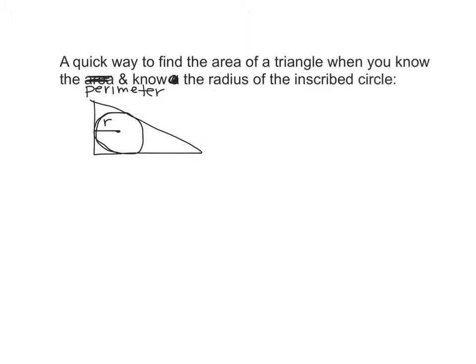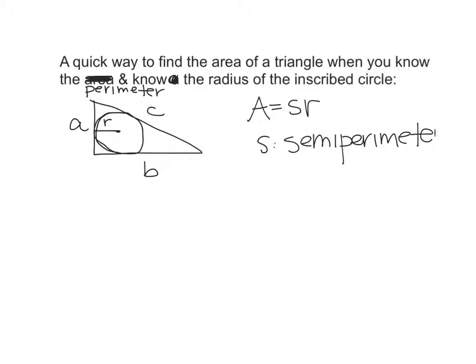Okay, so to find the area of a triangle when you know the perimeter and know the radius of the inscribed circle. So if I know the whole perimeter here, okay, so A, B, C, right? So we know the 3 side lengths. We're going to use our semi-perimeter again. So this is A is equal to S R, where S is the semi-perimeter. And again, that means half of the whole perimeter. And R is your radius of the inscribed circle.